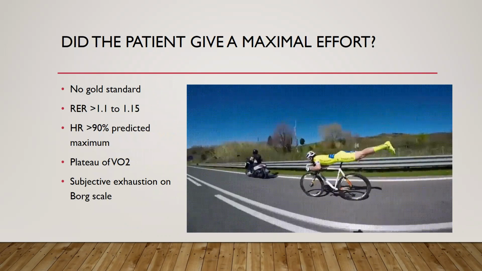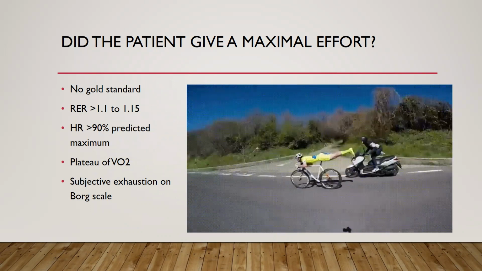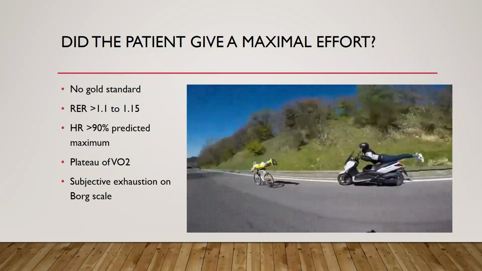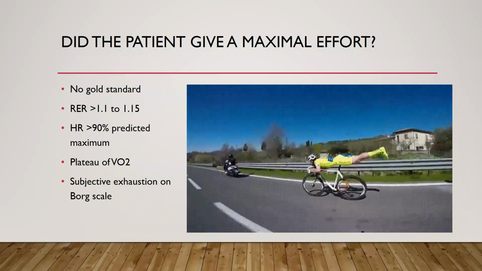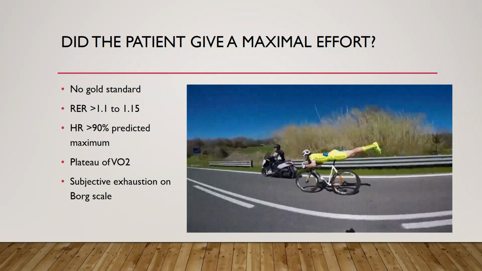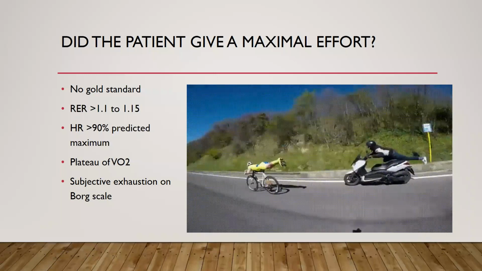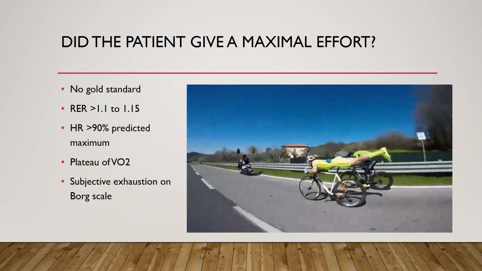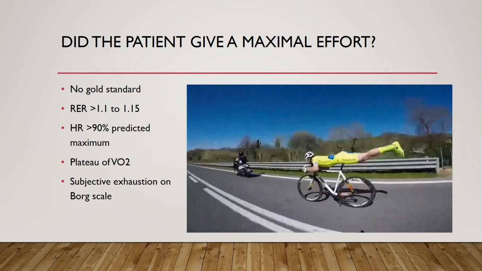So there's no real good gold standard here, but you want to see that your person isn't this guy on the bike here just flowing down. That respiratory exchange ratio, if you remember, we talked about it gets higher and higher as you get to maximal exercise. So that can be a surrogate. Did they get to maximal exercise? Did they get higher than 1.1, 1.15, 1.2? Did their heart rate plateau? Did it get up to that 90% predicted? Did their VO2 plateau to where they can't consume any more oxygen? And did they say they were actually exhausted on the Borg scale?